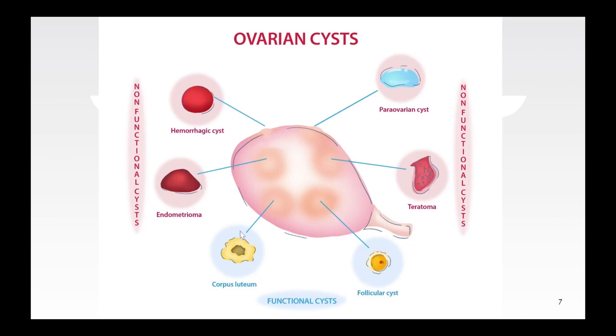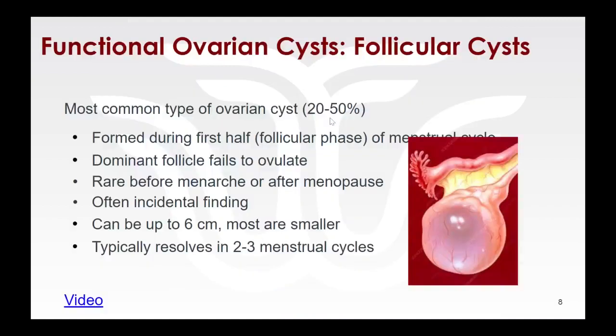This is just a visual of what we basically just talked about. These are functional, right? So you really only have 2 functional, so that's pretty easy to remember. The corpus luteum or luteal cyst, or follicular cyst. Any of these others are non-functional, right? Remember, they are not a result of hormonal fluctuations throughout the menstrual cycle.